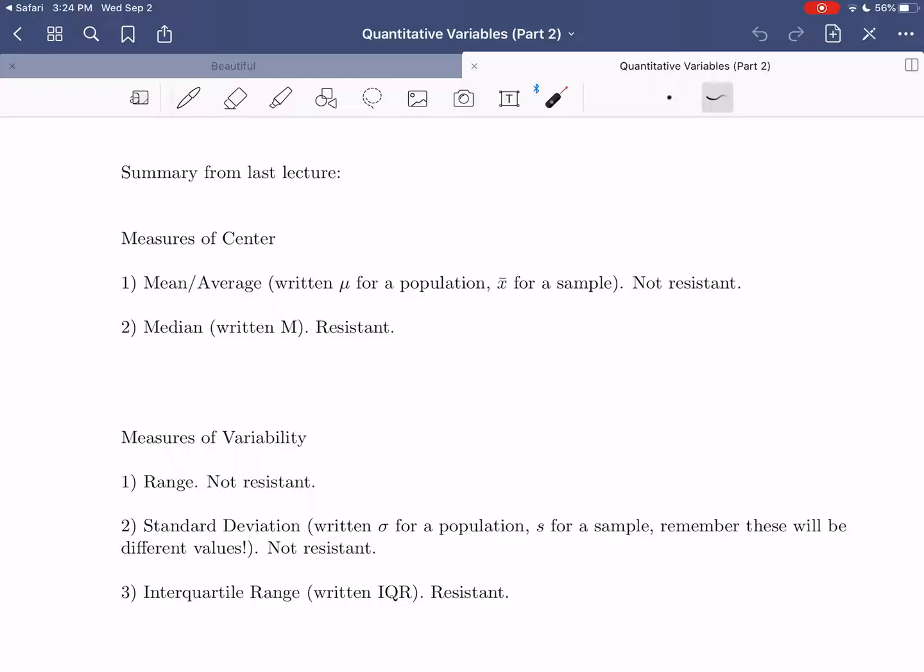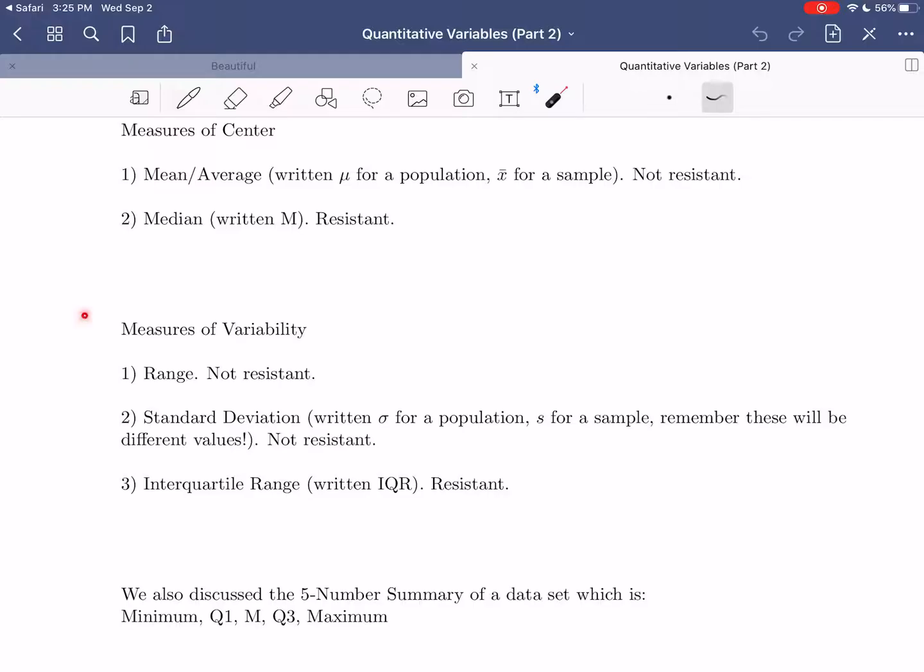Just something that we have to be concerned about and be aware of whenever we have extreme values in our data set. The second measure of center that we discussed was the median. The median has one notation. We always just write it as a capital M. And remember that the median was introduced to show us a resistant measure of center. Even if we have extreme values in our data set, the median will not be greatly impacted by those extreme values.